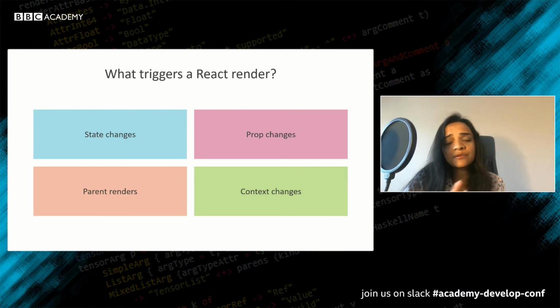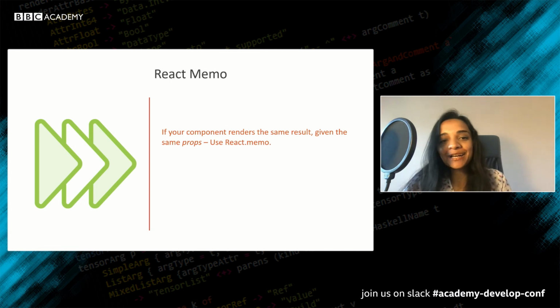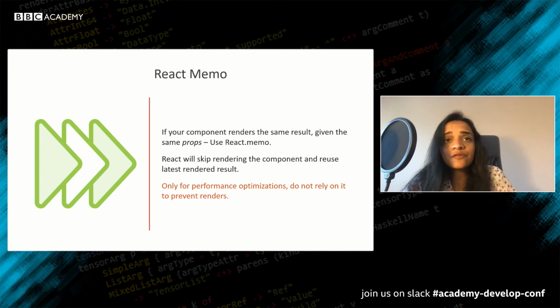There are different quirks you can use to optimize your performance. You could use something like pure components that would help with optimizing your performance, or you could use React Memo. The only time you can use React Memo is to stop re-rendering when props change. So if your component renders the same result for the same props, and you know that for sure, then I would recommend using something like React Memo. What this does is it lets React skip rendering of that component and just simply reuse the latest rendered result. And this is only for performance optimization, so I wouldn't rely on it to prevent renders as such.